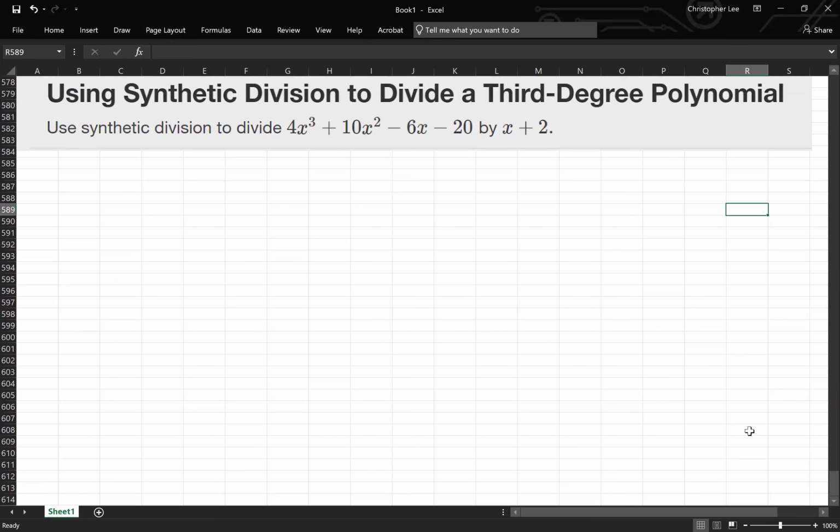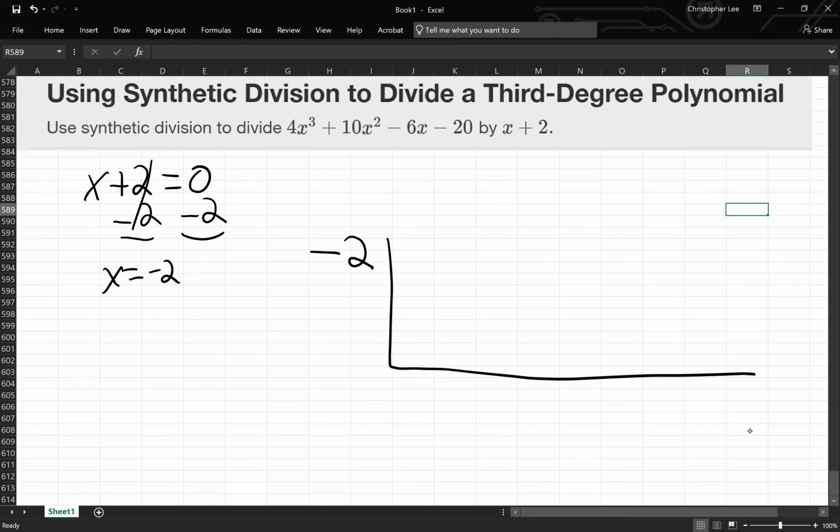Not my favorite. So I got x plus 2 is equal to 0. I'm gonna subtract 2, do to one side what I do to the other. So now I have x equals -2. That's gonna be my number on the outside, -2.